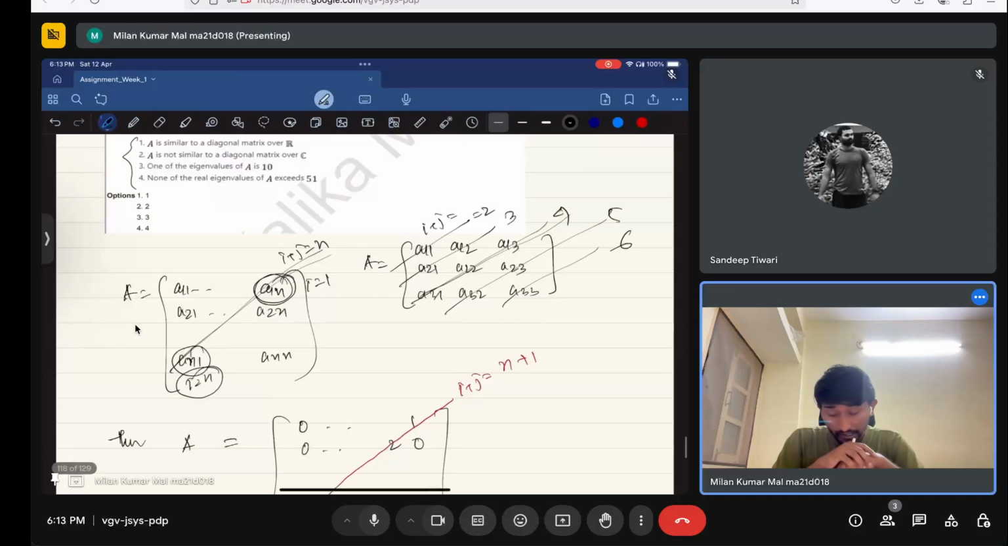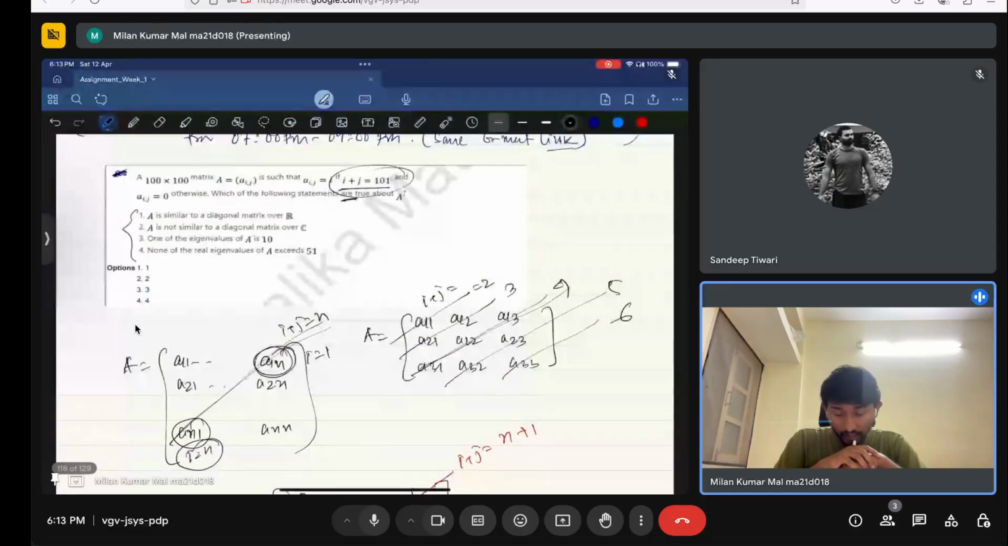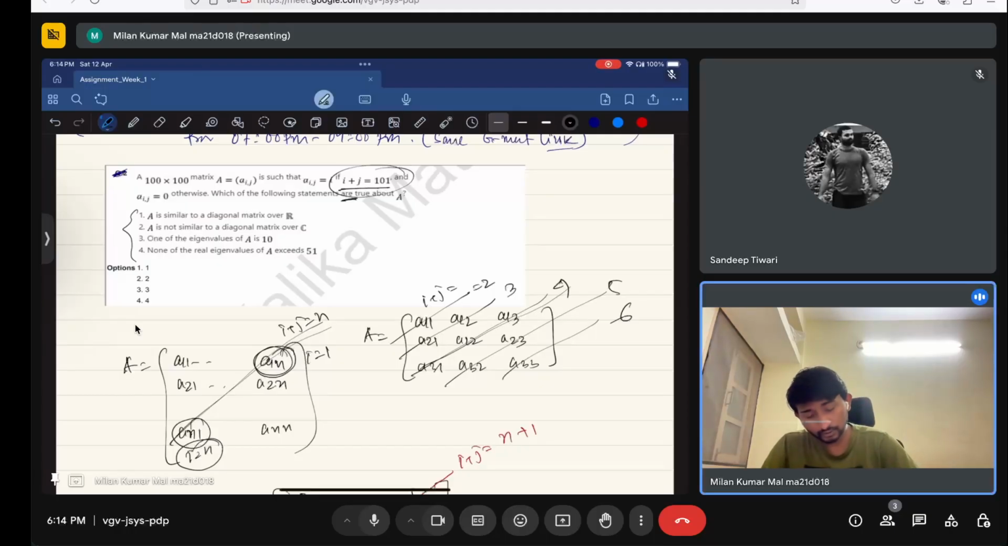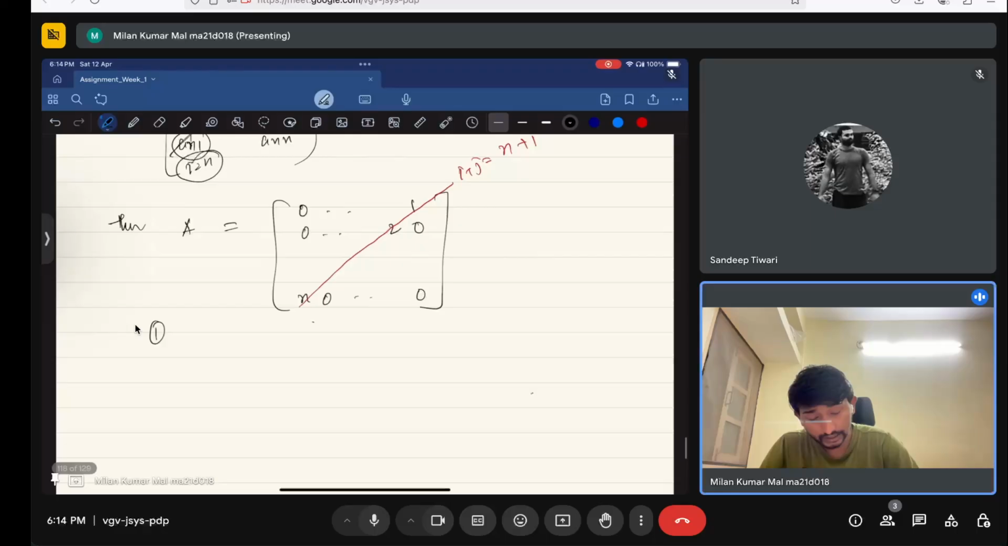Let me read it. A is similar to a diagonal matrix over R. A is not similar to a diagonal matrix over C. One of the eigenvalues of A is 10. None of the real eigenvalues of A exceeds 51. Cross diagonal is this one. Okay, so if we consider the transpose, that will be zero.